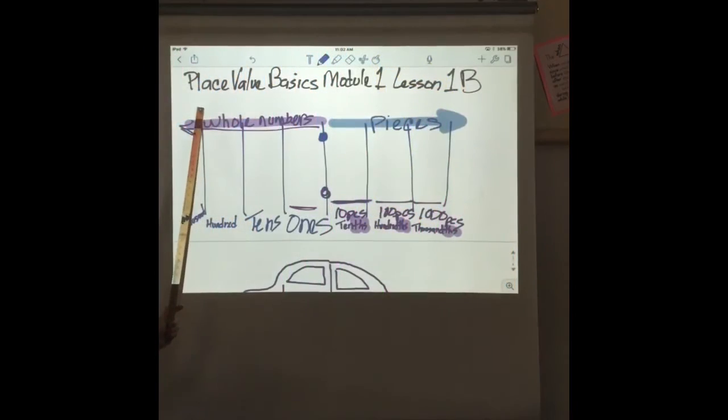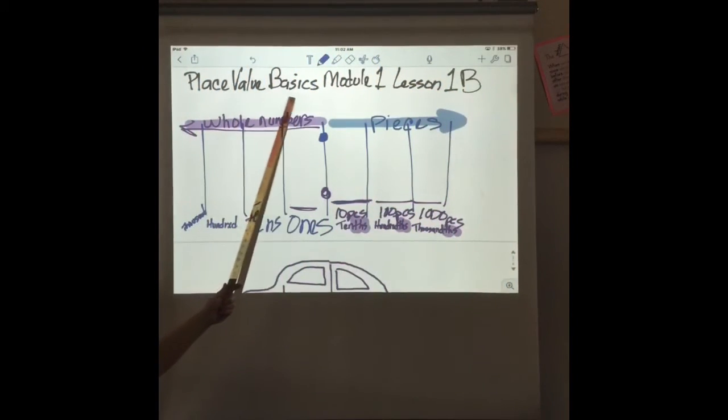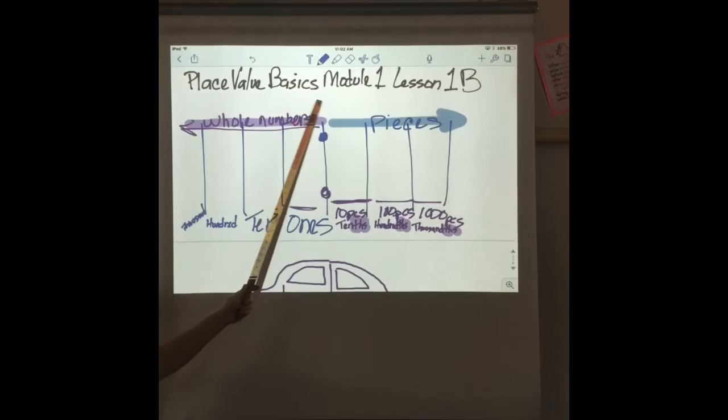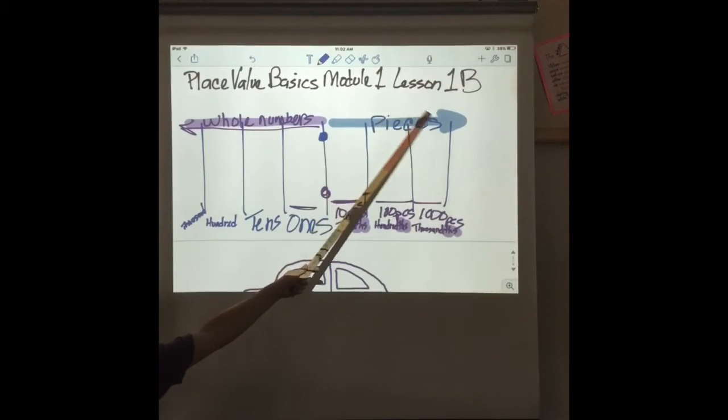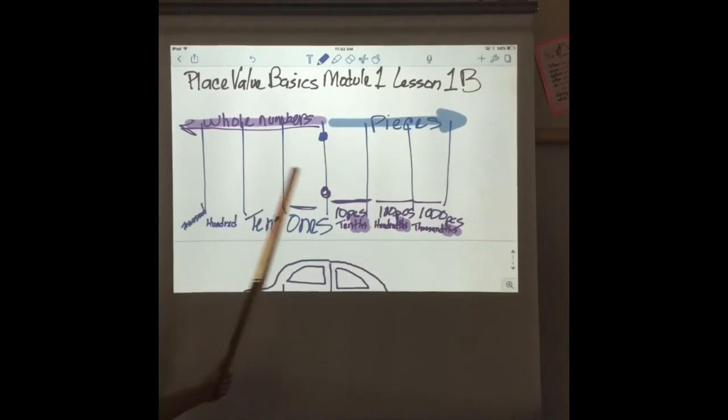Welcome back to math. Today, place value basics. Module 1, lesson 1B. This is our place value chart.